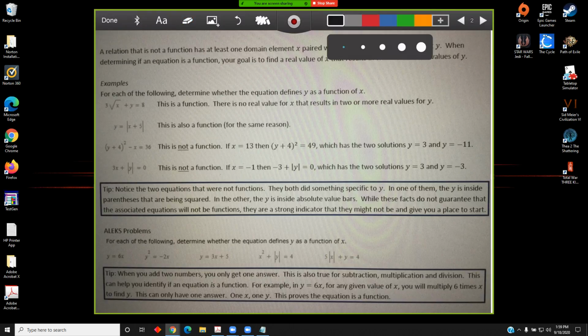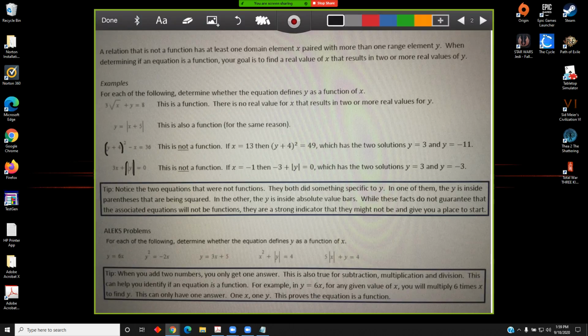Let's read this blue box. Tip. Notice the two equations that were not functions. They both did something specific to y. In one of them, the y is inside parentheses that are being squared. In the other, the y is inside absolute value bars.